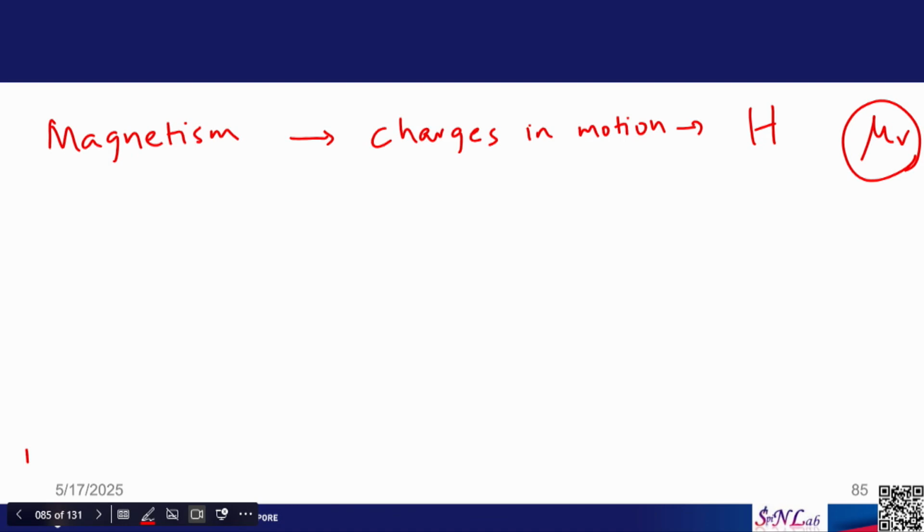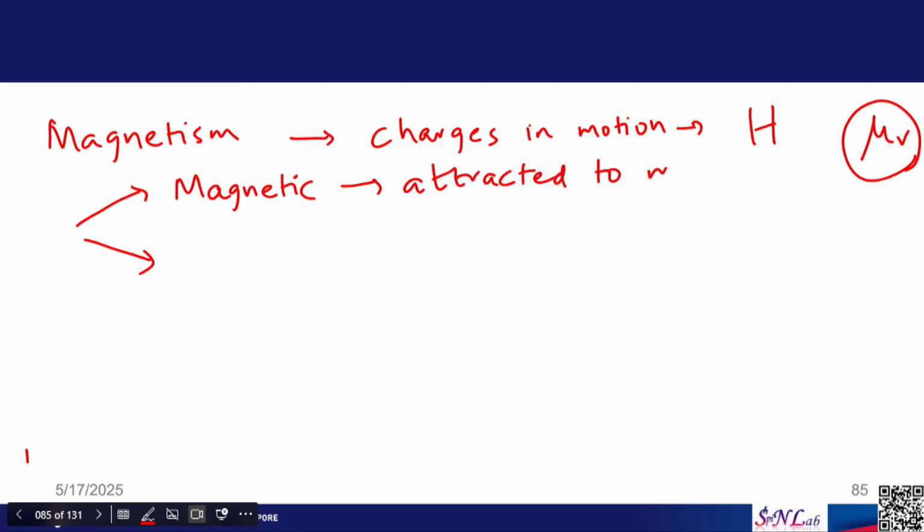Then secondly, we started learning about different materials. So I told you that in layman's terms there are only two types of materials. A layman calls a material magnetic when it gets attracted to a magnet, and if the material does not get attracted, a layman calls it non-magnetic. But physicists have a different classification.